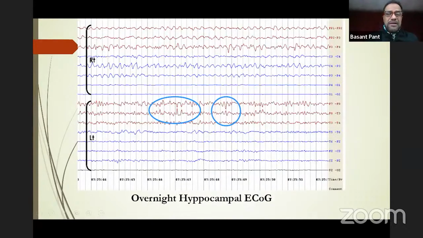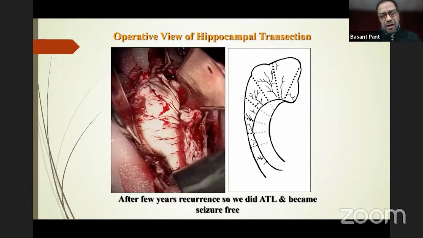So we went into the left side, but then we did a water test pre-op in this patient. These days we don't do the water test, but at this time we were doing it. And the water test said that part of the memory is on the left side. So probably we cannot remove the hippocampus. So we did multiple transection of the hippocampus on this gentleman. Initially the patient did very well, but eventually the seizure recurred. So we had to take out the hippocampus and he became seizure free after that. But then he had no memory problem.